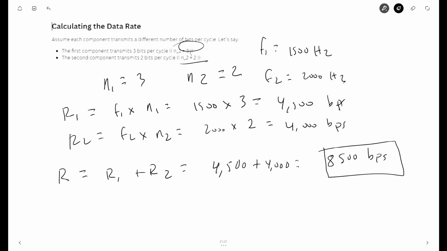This example shows how the smallest transmission period and the combined data rate are determined for a signal composed of multiple sinusoidal components. Adjusting the frequencies or bits per cycle can significantly impact the overall data transmission capacity.